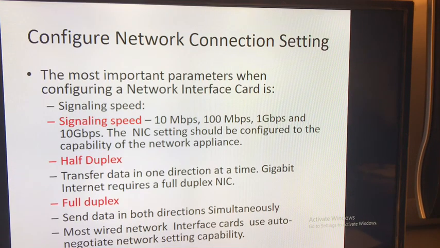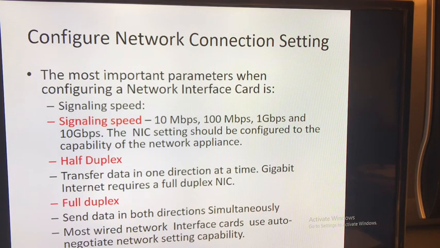There are a few parameters I'm going to talk about today. One is signaling speed. The second is half duplex and full duplex. Those are the terms that you must understand, and I want you to understand the concept. When you have a network, if it is a very old network, you can have a 10 megabit speed network. You can have a 100 megabit speed network. You can have a gigabit speed network. There are networks now that can go up to 10 gigabits per second.